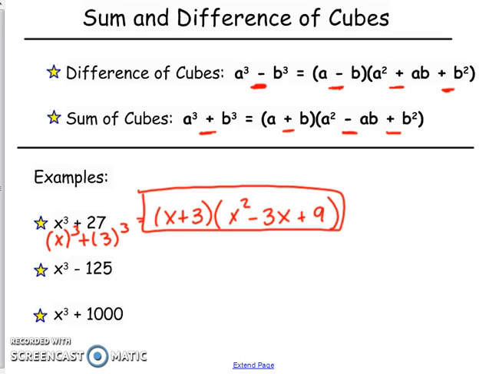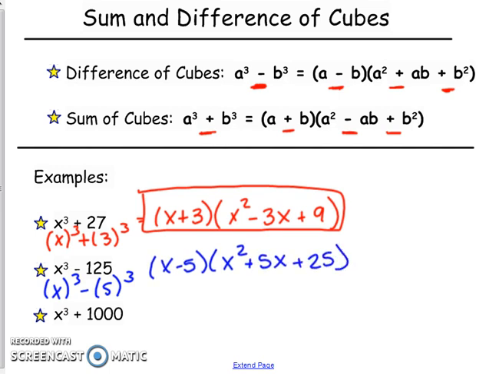Okay, so if we look at the next one, this is like x cubed, and then 5 cubed. So x and 5 are the values I'm using. So it's a difference of cubes. So I'm going to do x minus 5. And then I'm going to have x squared plus 5x plus 25. So it was the first one minus the second one. And then the first one squared plus the two multiplied together plus the second one squared.